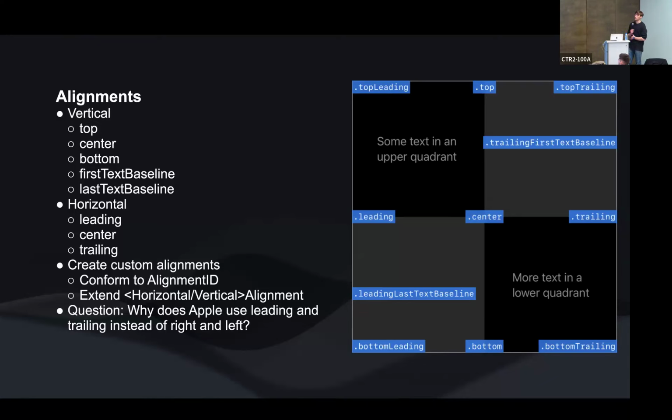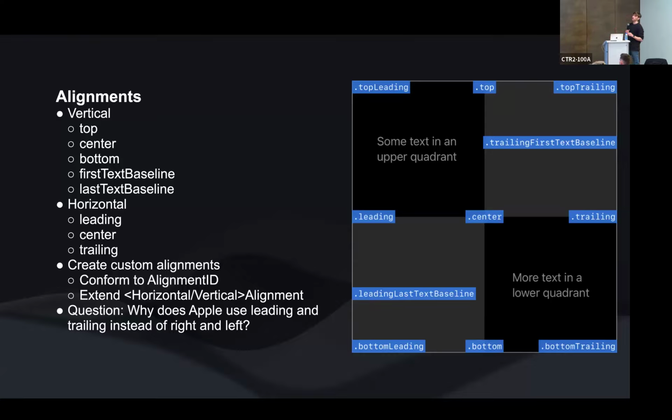To create a custom alignment, we just conform to the alignment ID protocol, and then we can extend horizontal or vertical alignment or both to add our alignment. That covers most of our bases for alignment and shows the different alignments that are possible with SwiftUI views.